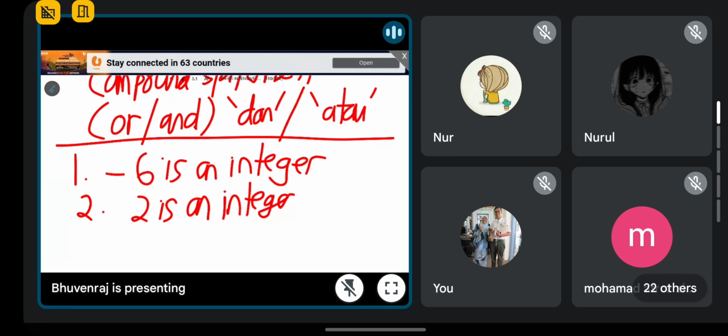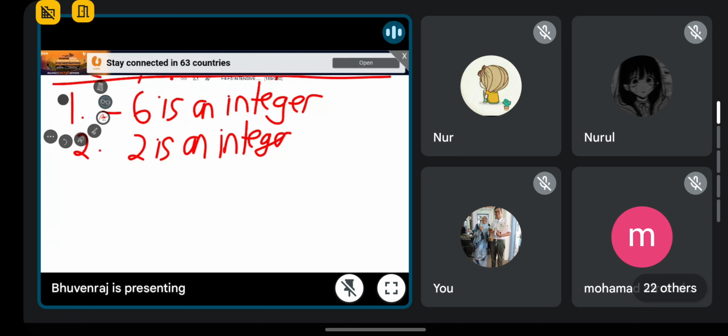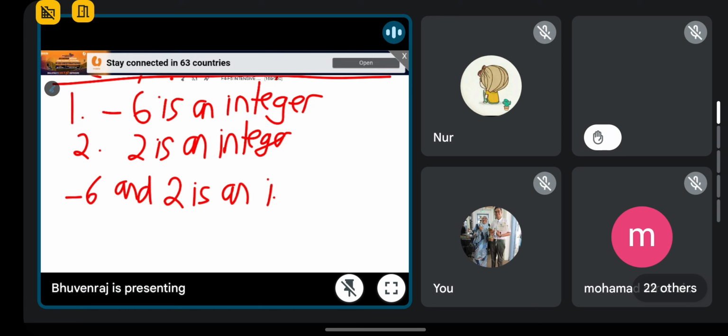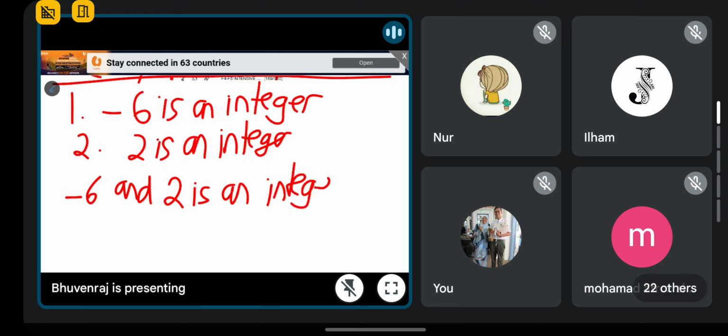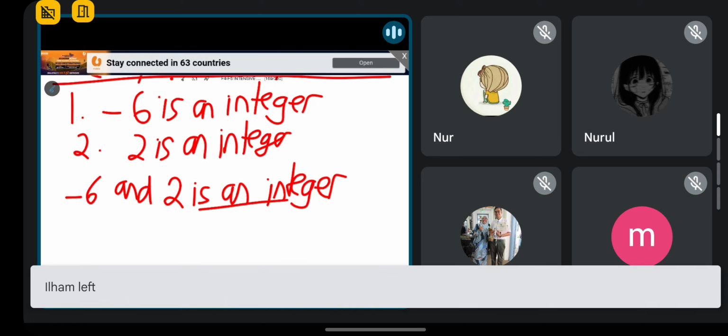Negative 6 and 2 are integer. Okay, very good. Okay, sebab when you write here guys, negative 6 and 2, mungkin kamu akan terdorong untuk tulis macam ni. You might be tempted to write like this. But again, remember guys, your grammar must be correct here. Tata bahasa kena betul kat sini. Negative 6 and 2 is an integer. Looks weird, right guys?